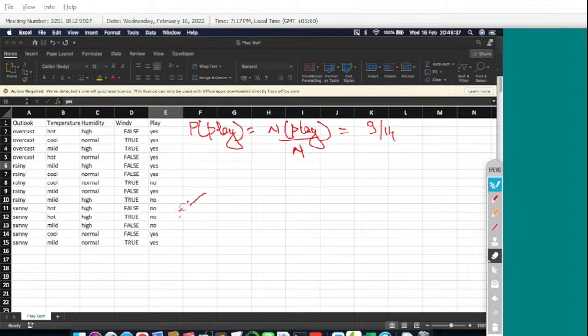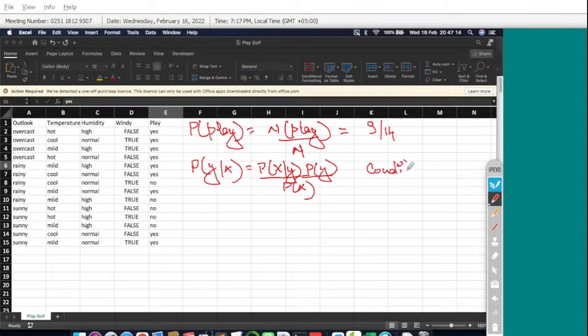Now, what if we want to calculate the probability of event Y given event X has already occurred? We need to calculate the probability of event Y given event X has already occurred. So the formula will be probability of X when Y has already occurred into probability of Y divided by probability of X. That is the conditional probability formula, right?